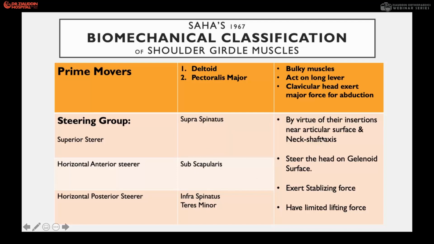By virtue of their insertion near the articular surface, near the joint, they exert a good activity on the neck shaft angle. They steer the head on the glenoid surface. They also exert a stabilizing force, but they have a limited abduction force, or lifting of the arm.